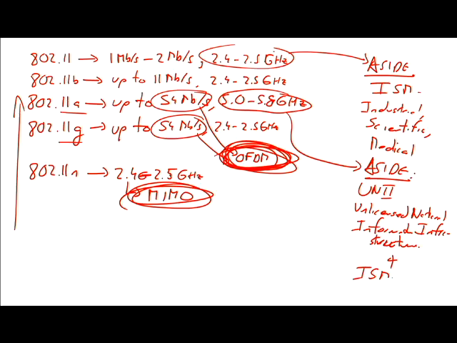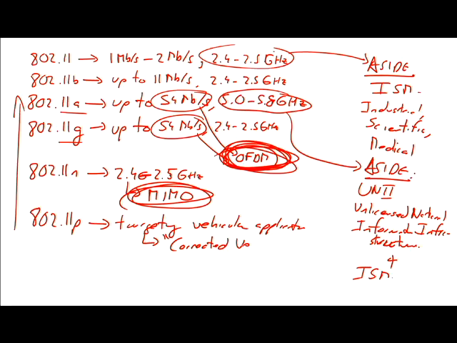Now, after N, we have 802.11p. This is essentially targeting vehicular applications. So this is for things like connected vehicles. If anyone says connected vehicles, it's most likely there's somewhere in the loop 802.11p. And then we begin going into the double letters. I know, I'm not done yet.